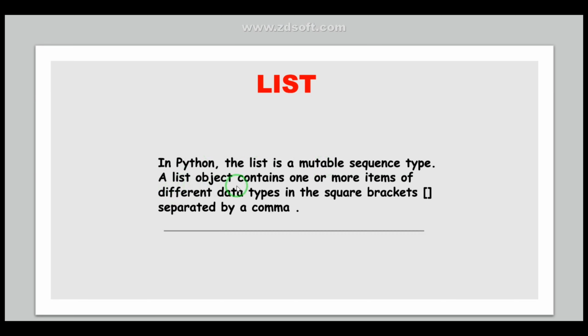And a list is an object that contains one or more items of different data types in square brackets, separated by commas. Unlike an array in C, C++ or Java, which contains similar data elements, a list can contain similar data or heterogeneous data also. It can contain int, float, string, etc. So that is called a list.